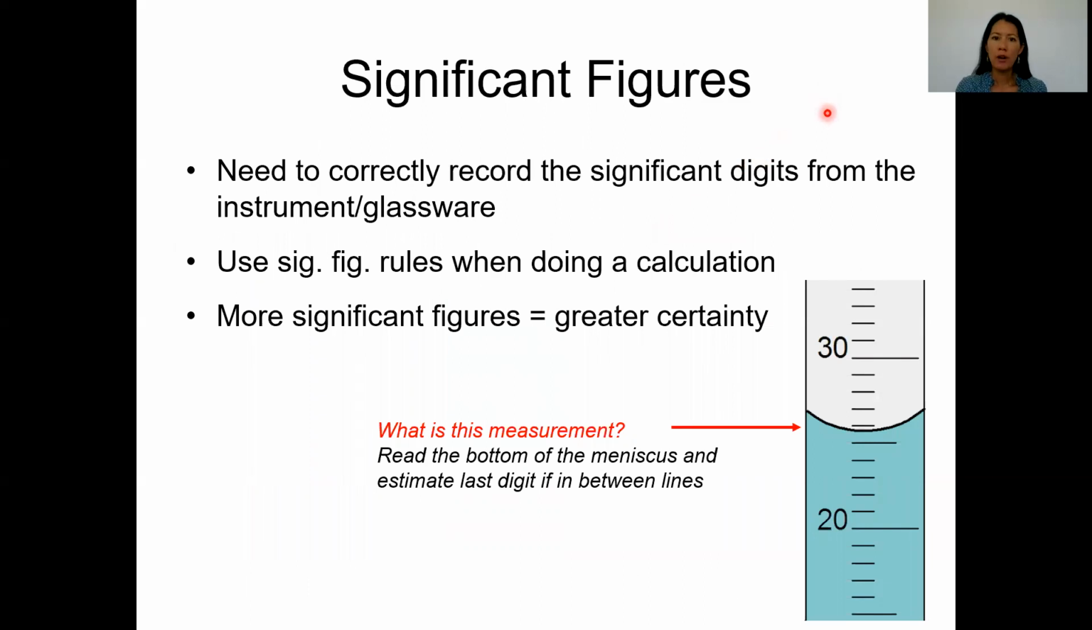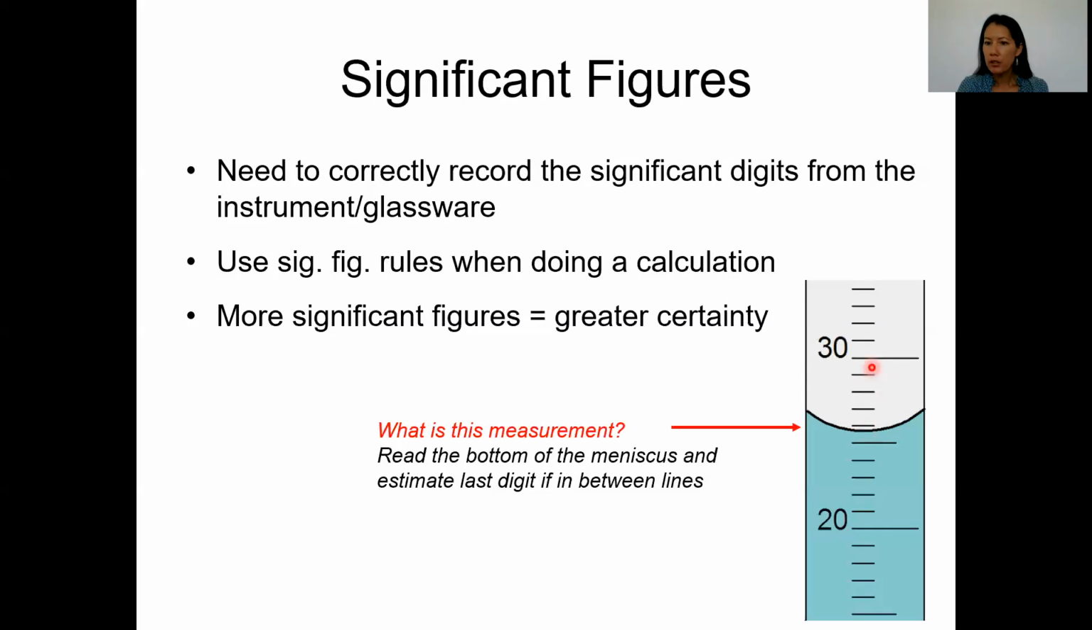Significant figures, I already mentioned you want to record all the digits, and you'll use sig fig rules when doing a calculation. I'll be going over those. The more significant figures you have, the greater the certainty. So let's say you're in the lab and you're using a graduated cylinder and you need to write down what volume you have. What is this measurement? What you want to do is you notice this liquid creeps up the sides of the glassware. So you want to read the bottom of the meniscus.